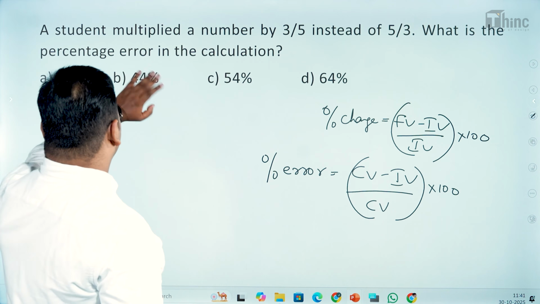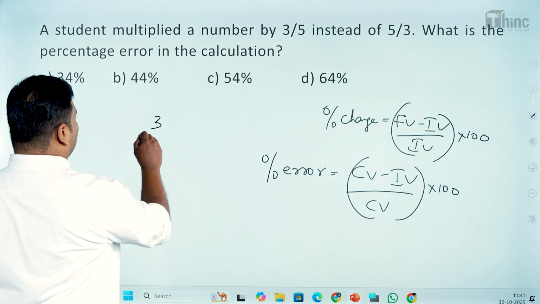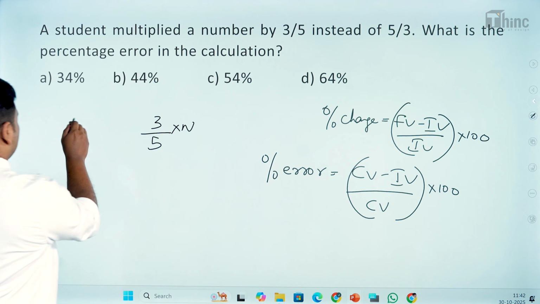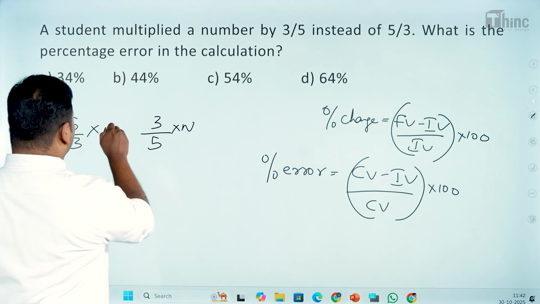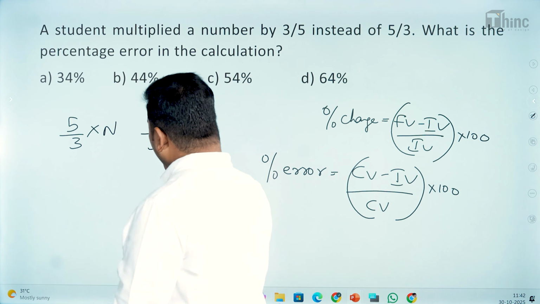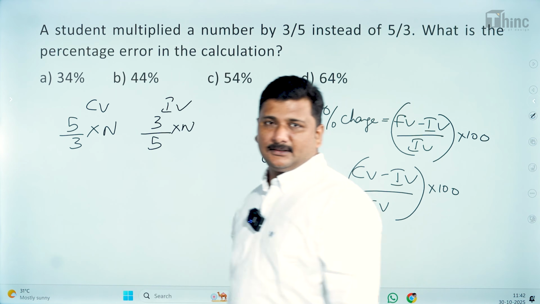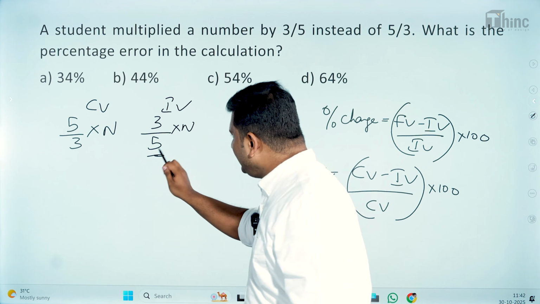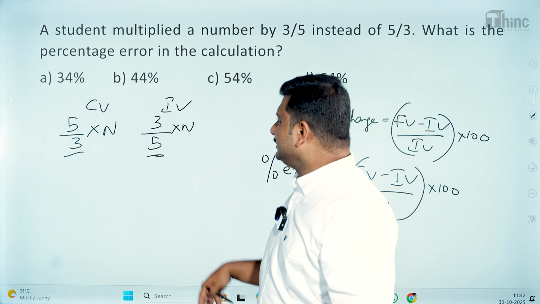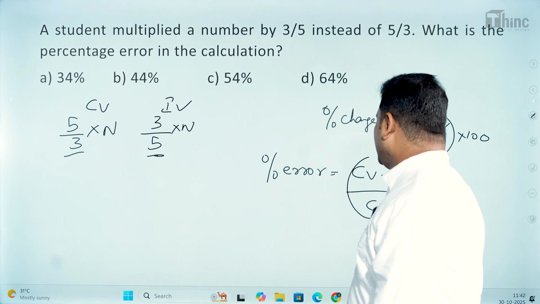Now coming back to this question, a student multiplied a number by 3 by 5 instead of 5 by 3. So a student multiplied a number with 3 by 5, let's say the number is n, instead of 5 by 3. So he has to multiply it with 5 by 3, but he multiplied it with 3 by 5. So what is going to be the correct value? This is the correct value, this is the incorrect value. He was supposed to multiply it with 5 by 3, but he multiplied it with the incorrect fraction, which is 3 by 5. So we know the correct value, we know the incorrect value, and we need to find the percentage error.